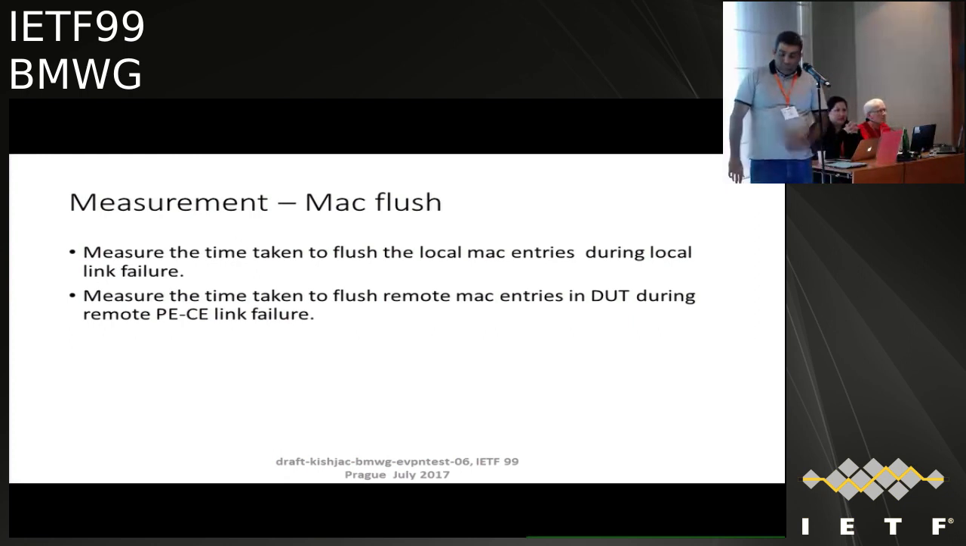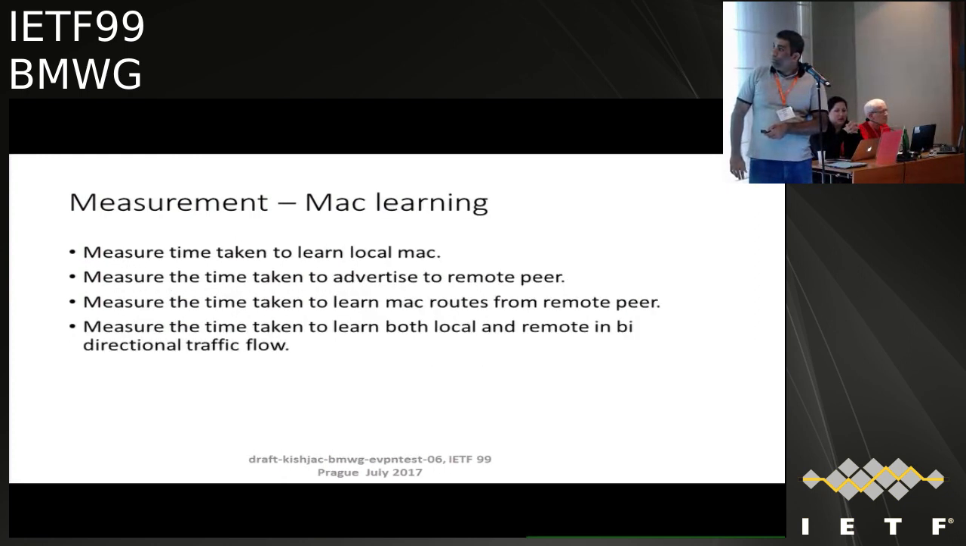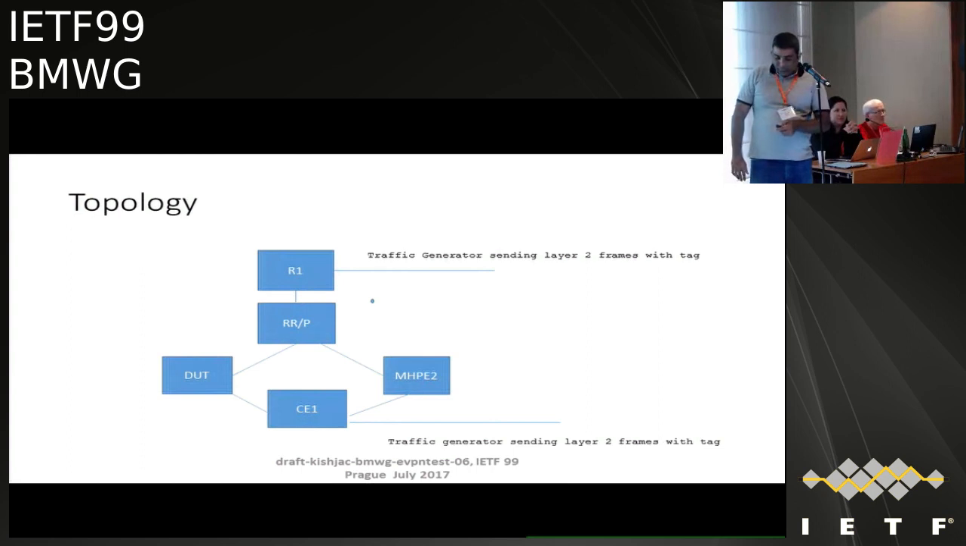Now I hear. If you just go back to the picture a second, as an operator, this is what I want to know. If I had an active backup scenario where I was using DUT as my active, to send traffic to R1 and R1 to DUT, and MHPE2 as my backup, and then I crash DUT, how fast does it take for my service to come up? That's really what I want to know, and then characterize in that manner. How long does the withdrawal take? How long does blah, blah, blah take?